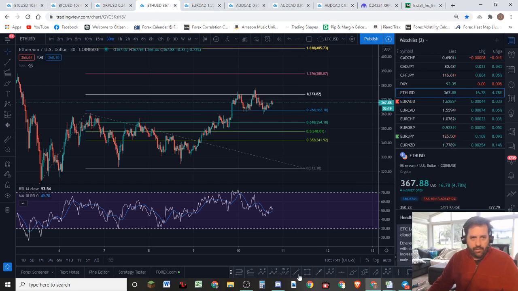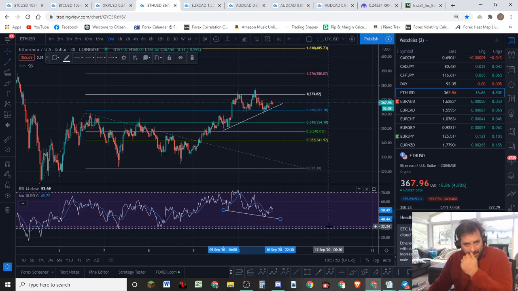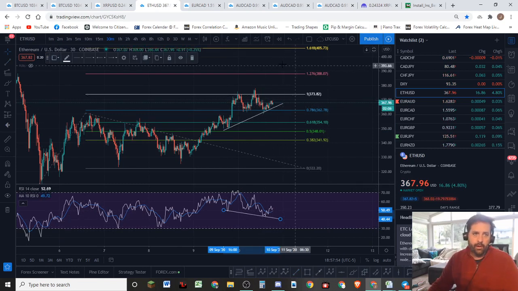I also see on the 30-minute chart here, we got this move to the upside. That's a higher low, where we have lower lows on the RSI. That's what you call hidden bullish divergence. Hidden bullish divergence would tell me we have more upside to go.